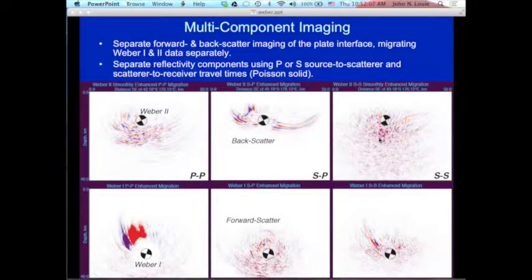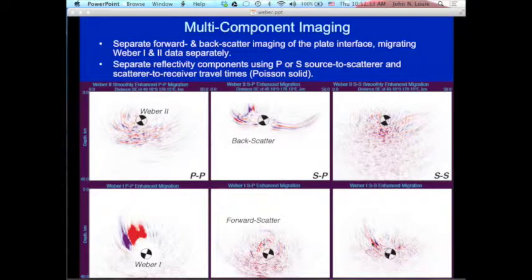In the S to S, I can see the slab interface, and I see it strongly, most strongly in this area. I'm seeing the top of the slab interface most strongly. Okay, what about the forward scattering? All right, let's start at S to S.